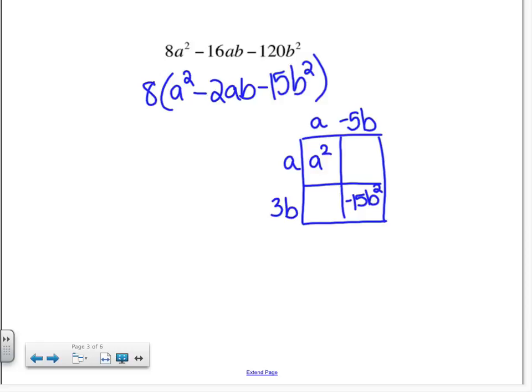As you can see, when you do 3b times a, you get 3ab. And when you do negative 5b times a, you get negative 5ab. So then negative 5ab plus 3ab will get you negative 2ab for your middle term. So this completely factors into 8 times the quantity a plus 3b times the quantity a minus 5b.